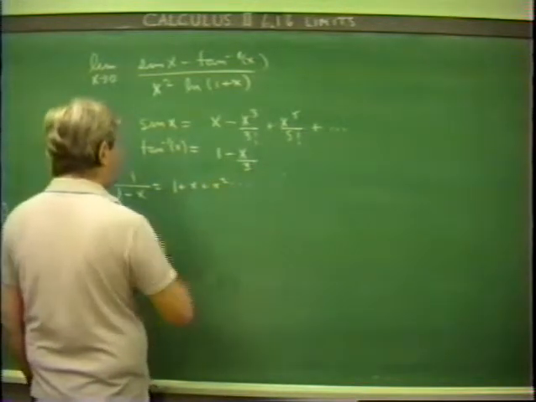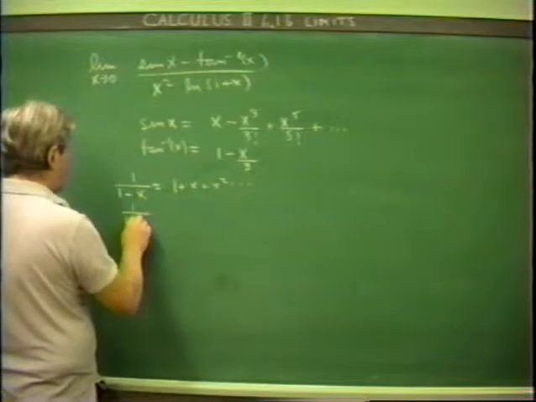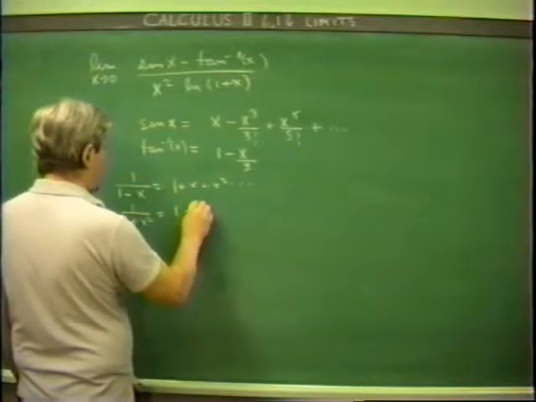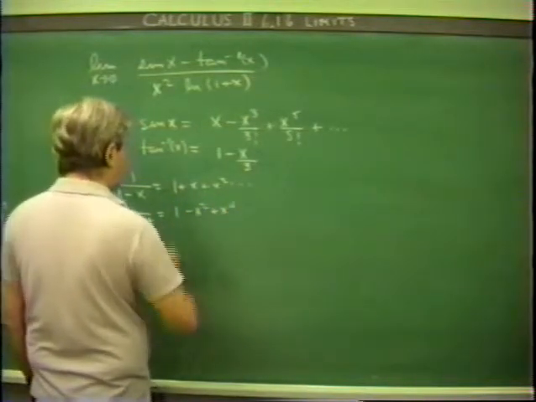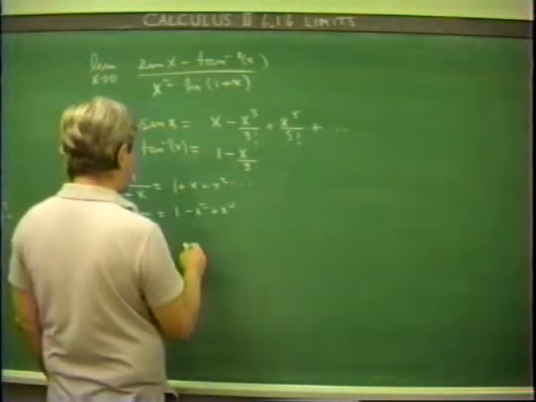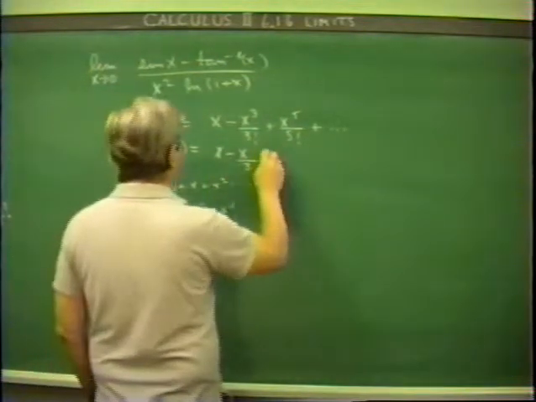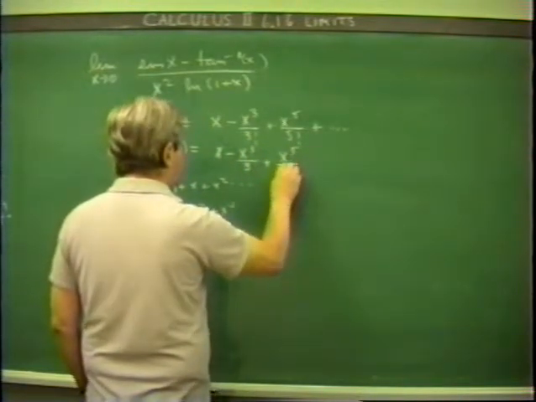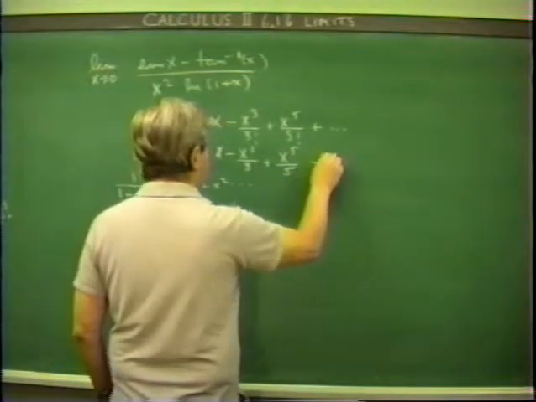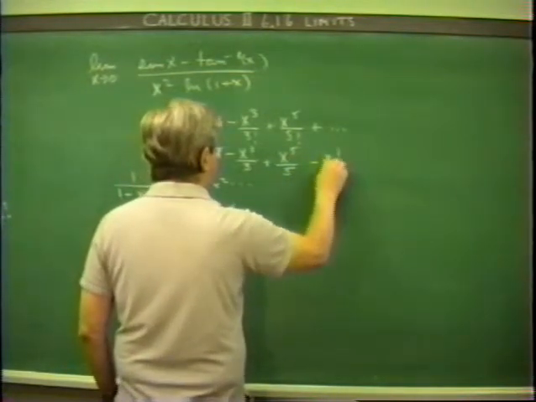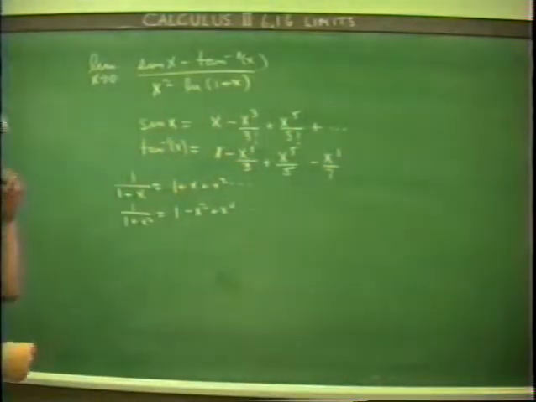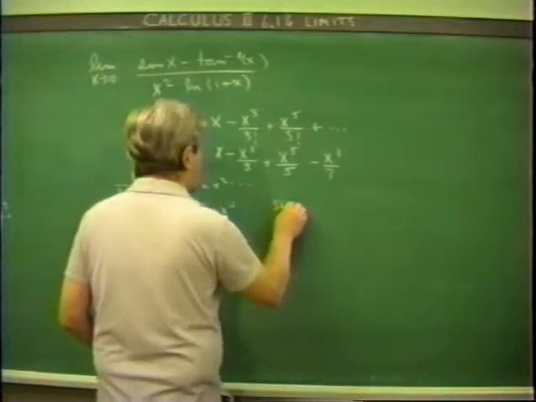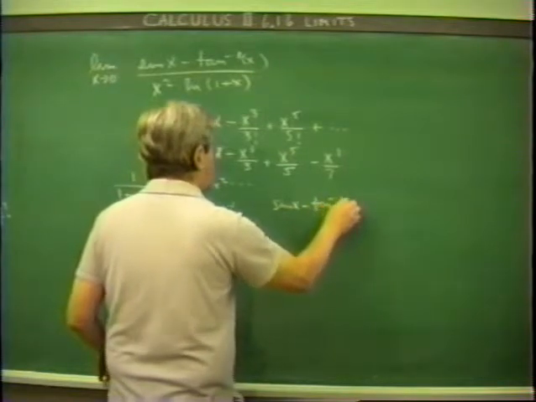That's 1 over 1 plus x squared. Using 1 over 1 minus x is 1 plus x and so forth, we replace x with minus x squared, so we get 1 minus x squared plus x to the 4th and so forth here. Tangent inverse of x is the antiderivative of this. So we're going to get x minus x cubed over 3 plus x to the 5th over 5 minus x to the 7th over 7, and so forth here.